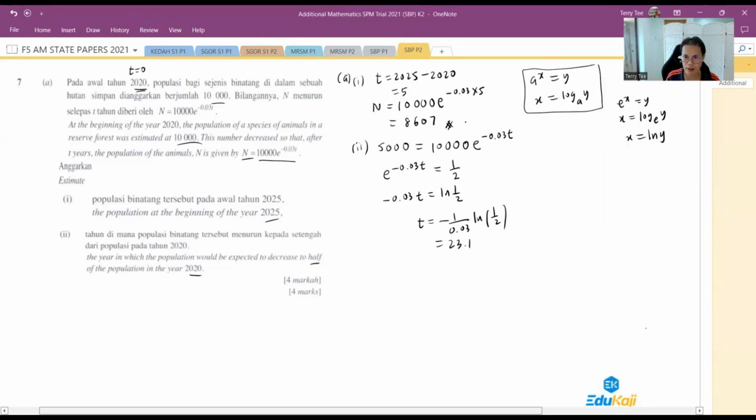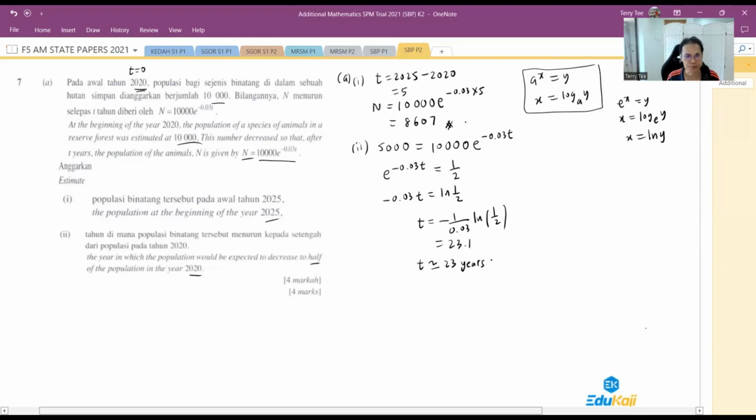Now, here's the thing. This question is not an inequality. It is not that the minimum, if the question says the minimum number of years such that the species decreases to less than half, then we have to use inequality. No, this one we just estimate. So in this case, we can say it's approximately 23 years. It's okay to just use estimation.